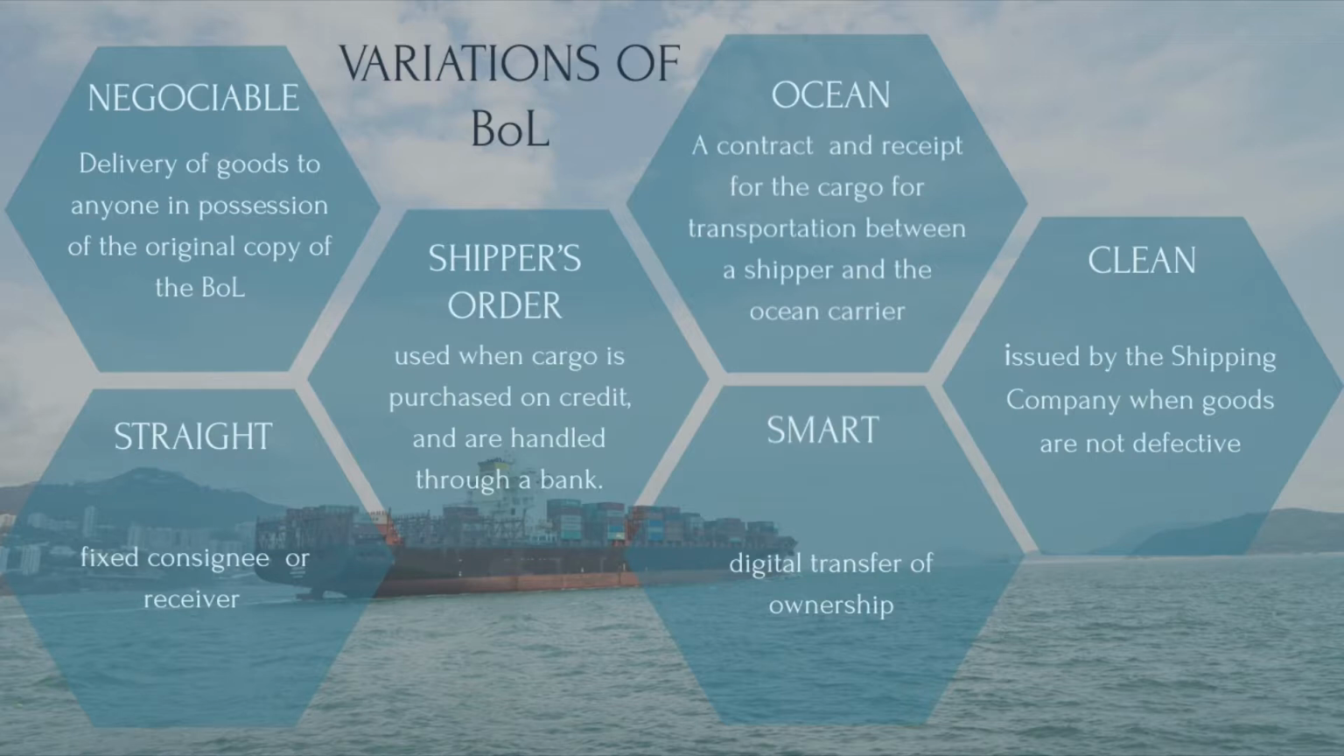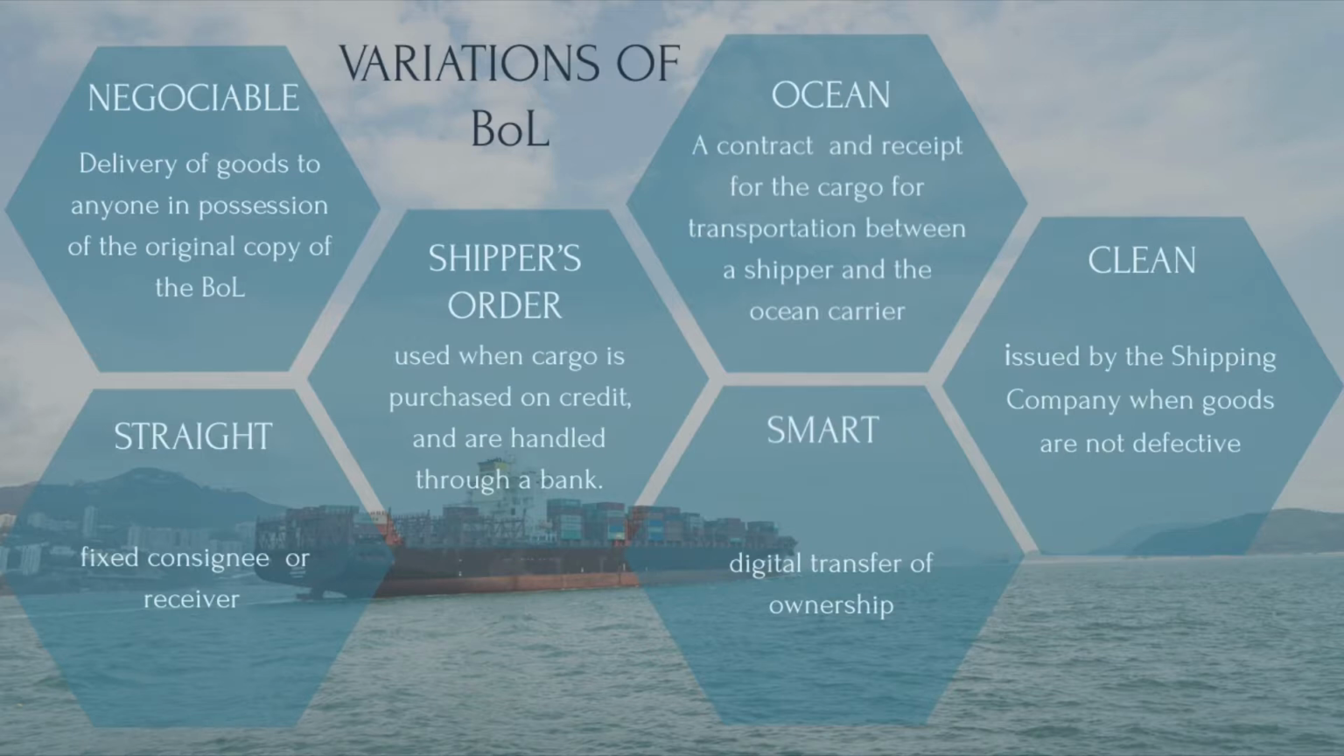Hence, anyone who presents an original copy of the bill of lading will be given title and control of the freight. A straight bill of lading fixes a specific consignee or name of the receiver to whom the freight will be shipped. Therefore, the assigned receiver can only claim the cargo after confirming its identity.